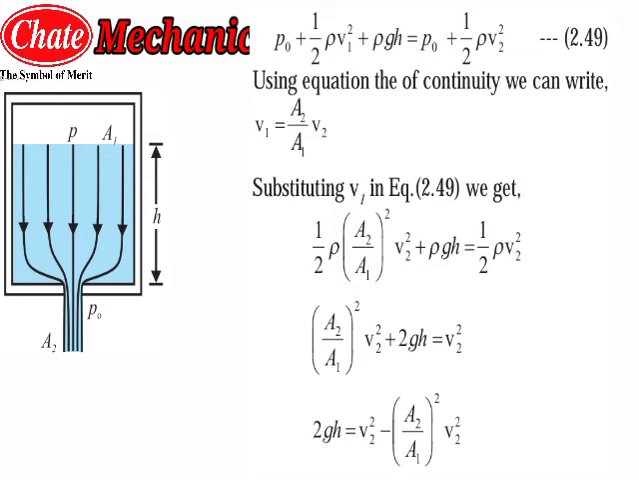Thus, by using the equation of continuity, we can substitute this value of V1 into Bernoulli's equation and write half rho (A2 upon A1) whole square into V2 square plus rho G H is equal to half rho V2 square. This is the modification we have made to Bernoulli's equation by putting the value of V1, which is A2 upon A1 into V2.